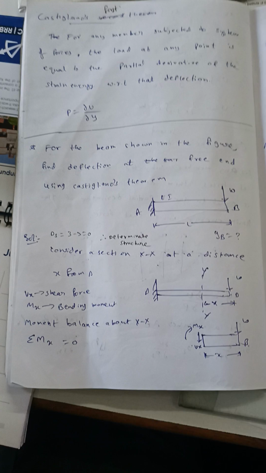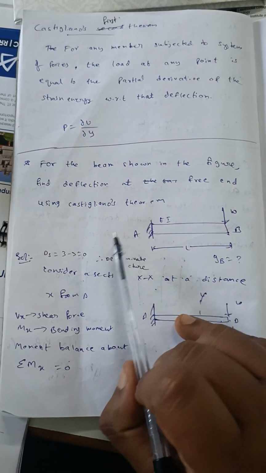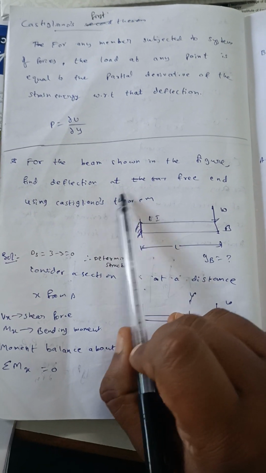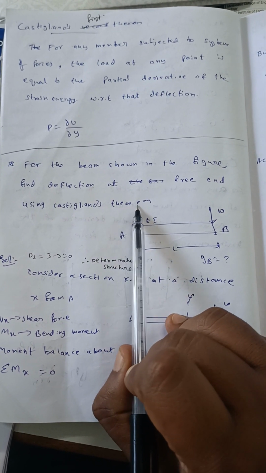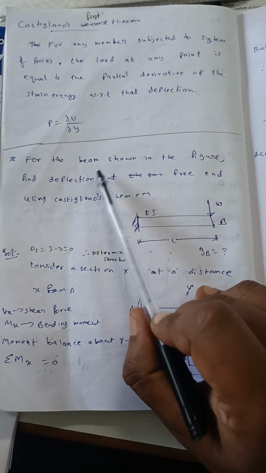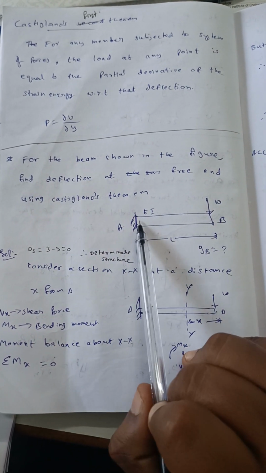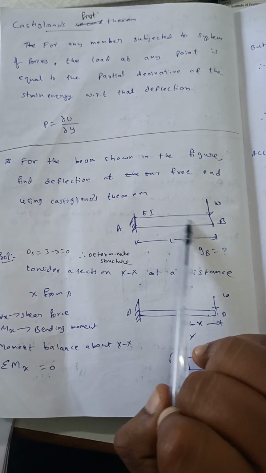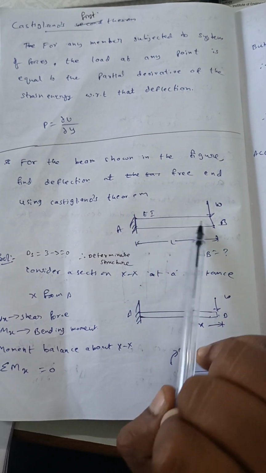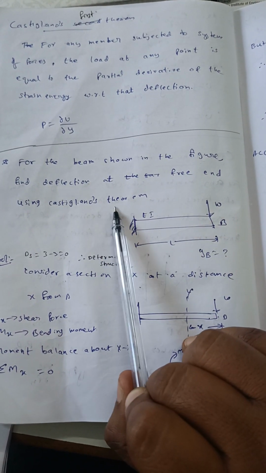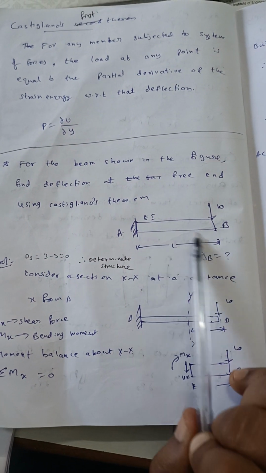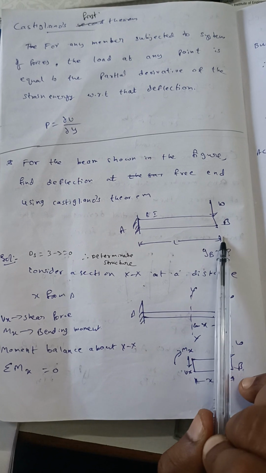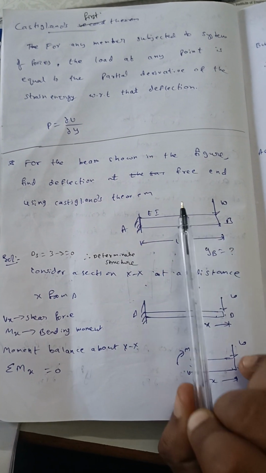Just vice versa. So for determinate structures, first we will see how to calculate the deflection using strain energy or using Castigliano's theorem. For the beam shown in the figure, this is a cantilever beam subjected to a point load at the free end. Find the deflection at the free end using Castigliano's theorem. So YB we need to find. Due to this load, there will be some deflection.